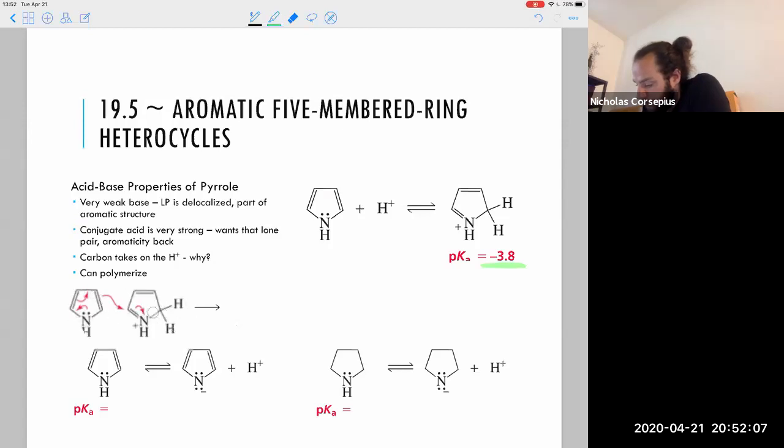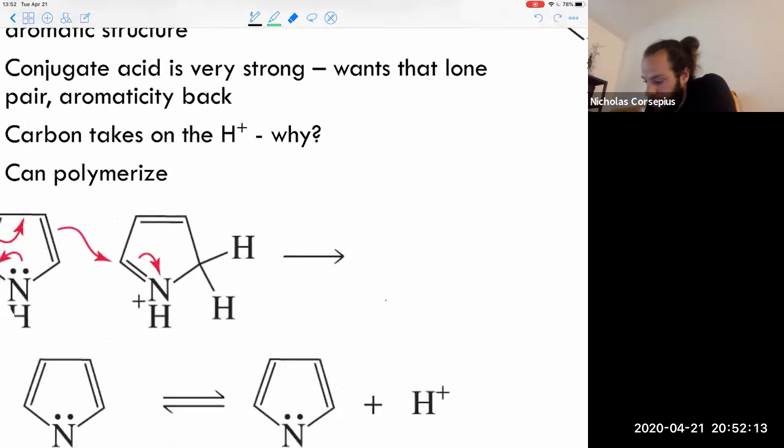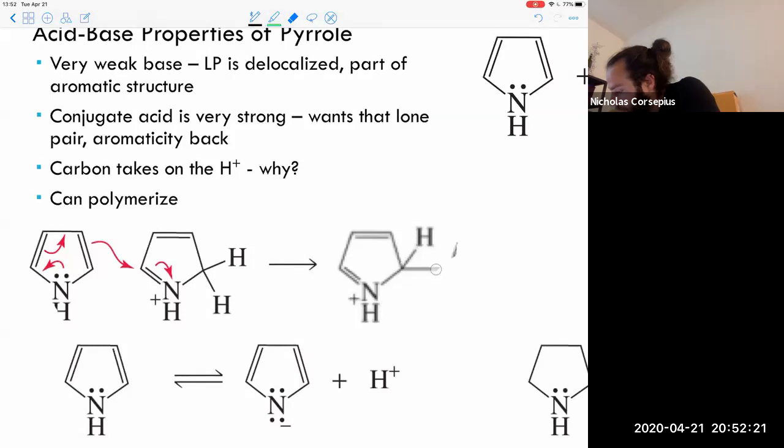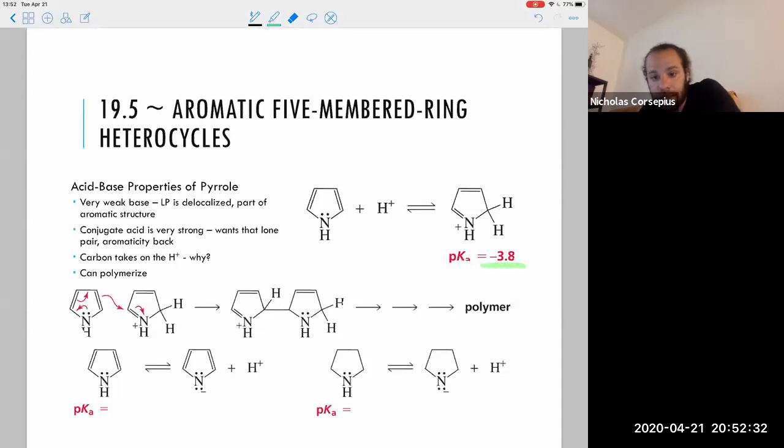If we do protonate it, we get this compound here, and it will actually start to react with its neighbor in such a way to create this type of compound here. And then it's just going to keep on going and going. So what ends up happening in the presence of strong acid is you get reactions between neighbors that create this polymer type substance. So bottom line, it's completely impractical to try to do reactions with pyrrole in the presence of really, really strong acid.